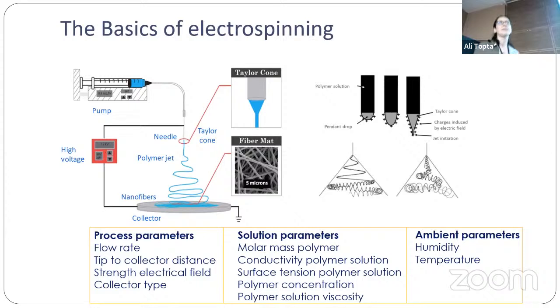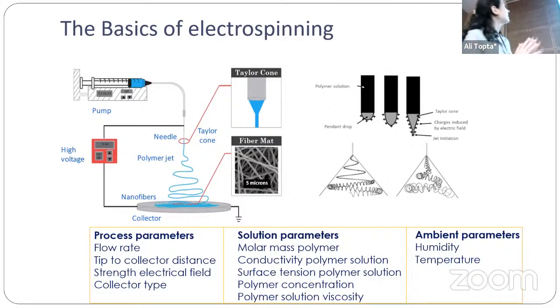It is a simple and low-cost method based on the use of voltage. In this technique, the main components are a pump for feeding, a power supply, and a collector. The polymer is either melted or dissolved in a solution and placed in a syringe connected to a needle, and it is fed with a constant flow rate using a pump.